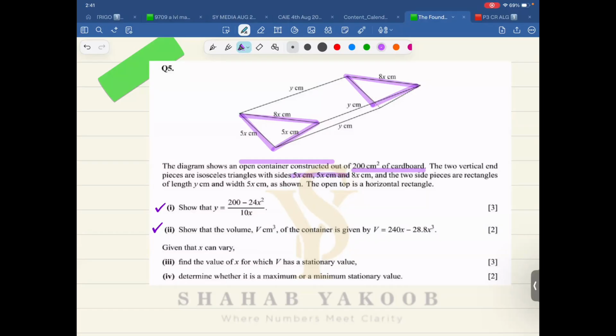It has got 5x, 5x, 8x, that's all good. And the 2 side pieces. So now the 2 side pieces are this. Let me choose a different color. This one is a side piece that is the orange color, and this one is a side piece that is like the orange color. So there are two sides, front and back. They are rectangles and the lengths are y and 5x. So that is y over here and this 5x is over there. The open top is a horizontal rectangle. Show that y is this. Show that the volume is this.